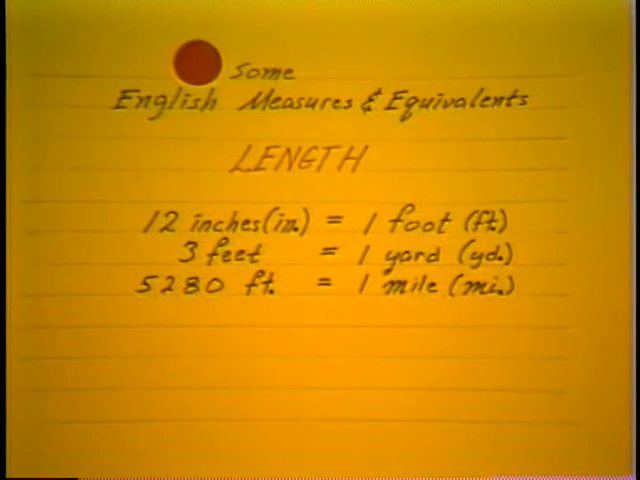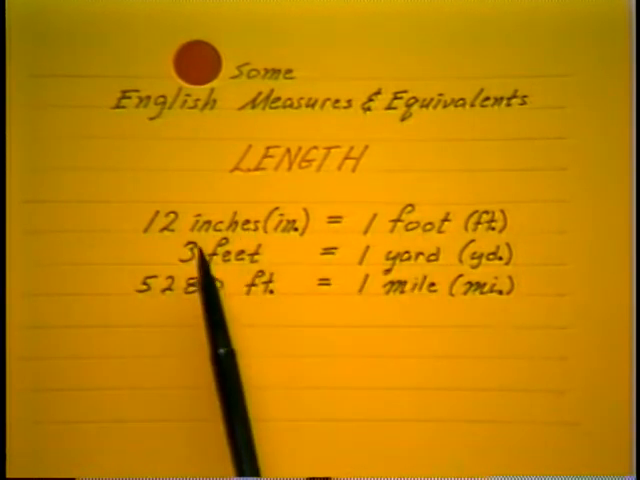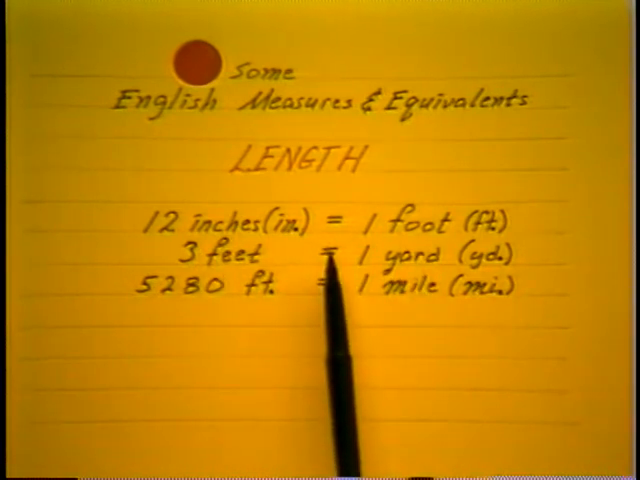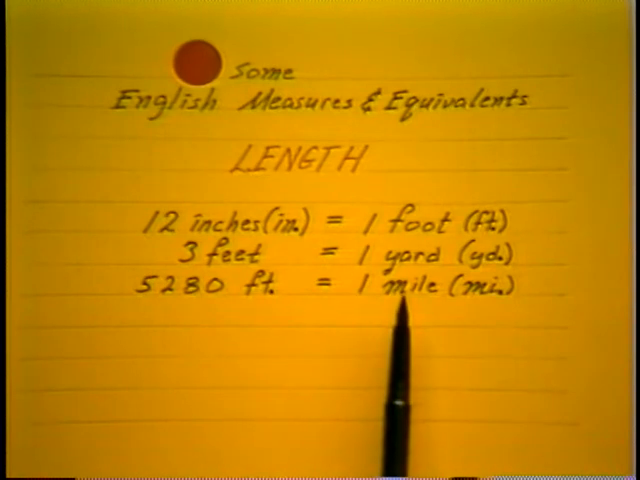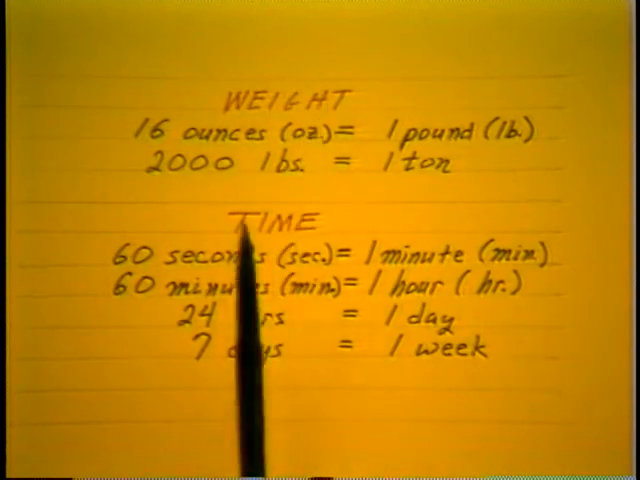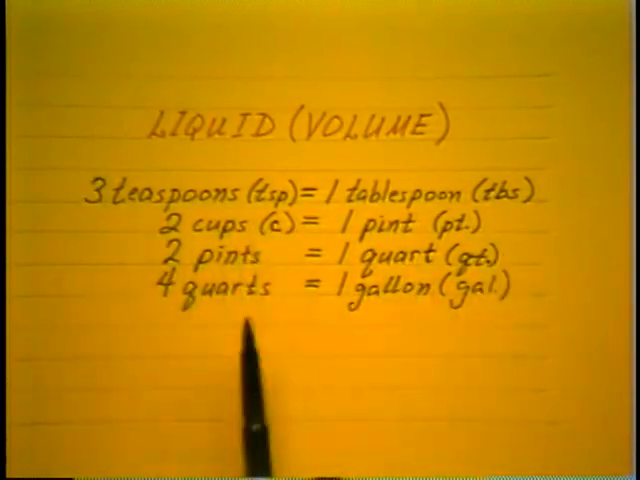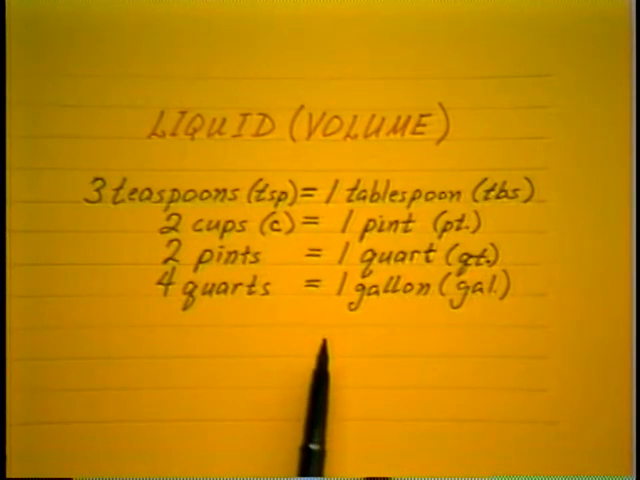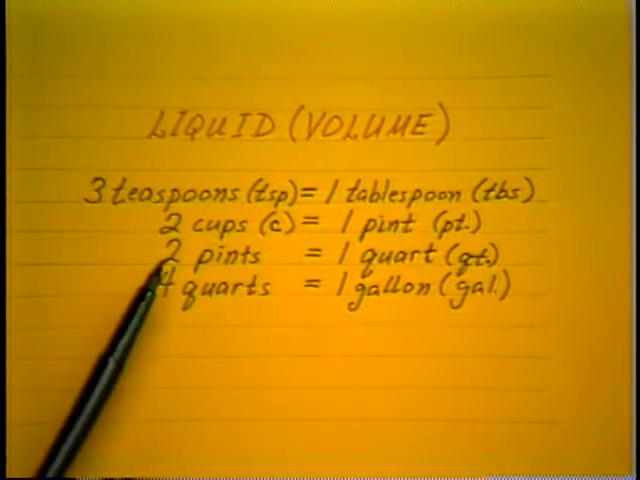Here are some English measurements and their equivalents that you might be familiar with, and a few perhaps you're not. 12 inches and 1 foot are the same length. 3 feet and 1 yard are the same length. 5,280 feet is 1 mile. And here are some equivalent measurements in weights, times, and volumes. These equivalent measures you'll find in cookbooks, dictionaries, science books, and at the back of your textbook, as well as in this lesson.